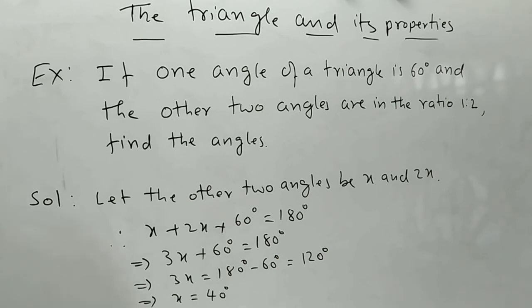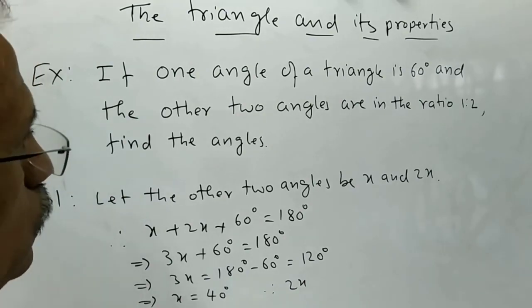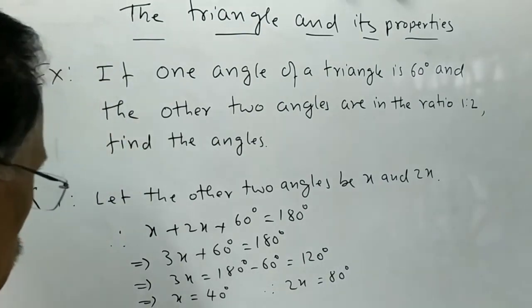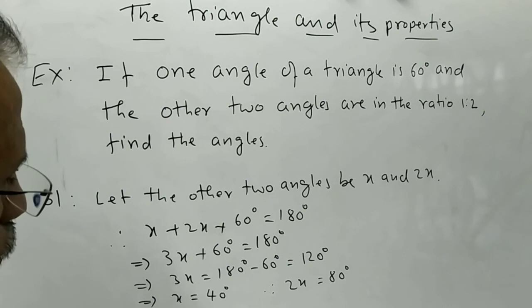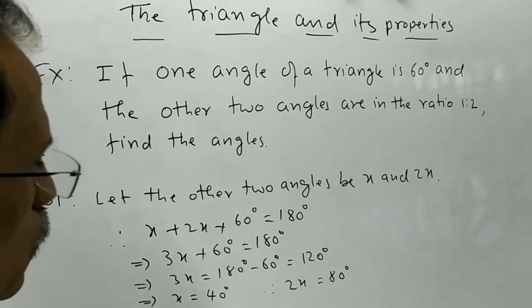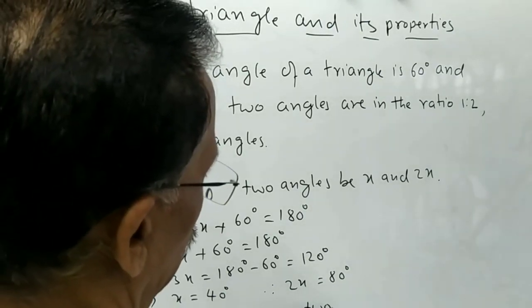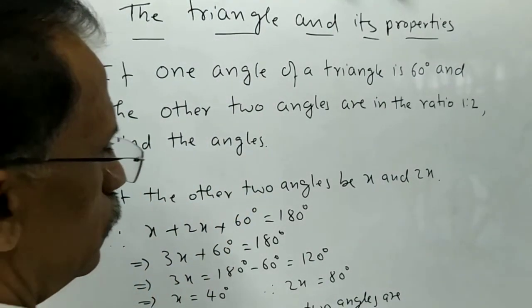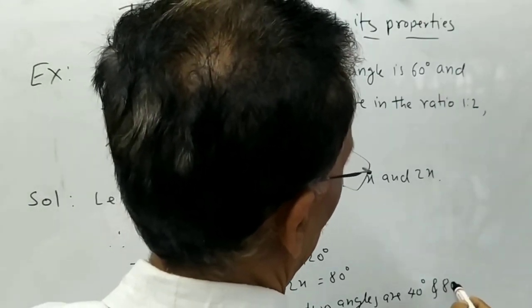Therefore, 2x is equal to 80 degree. So the measures of the other two angles are 40 degree and 80 degree.